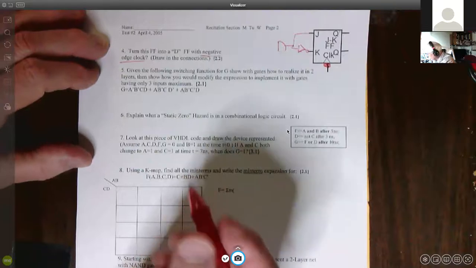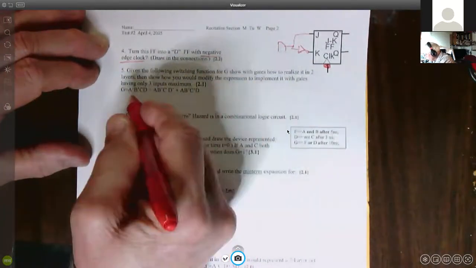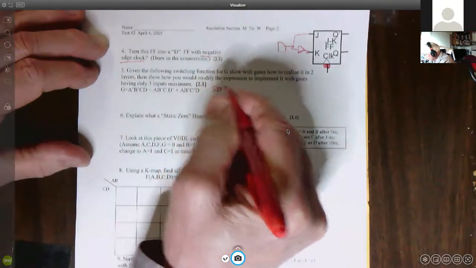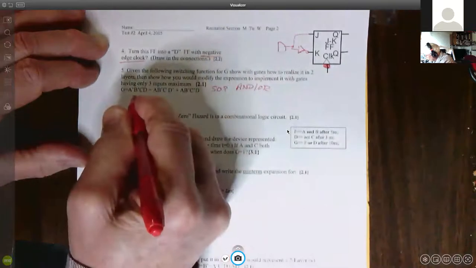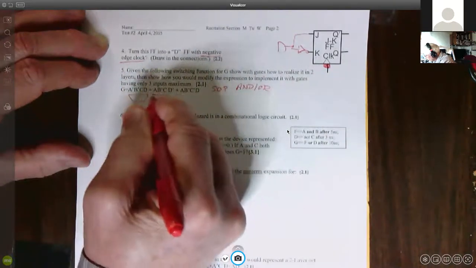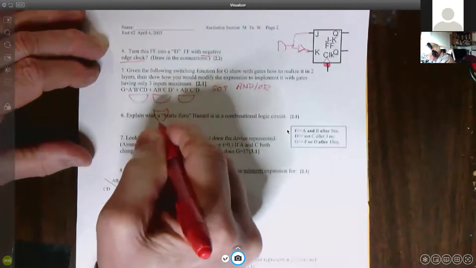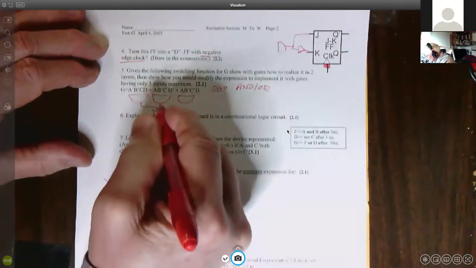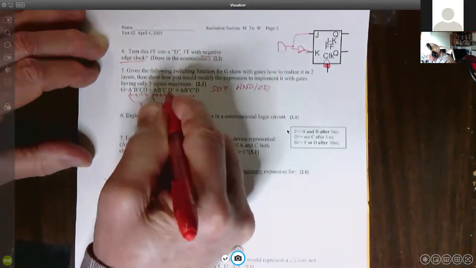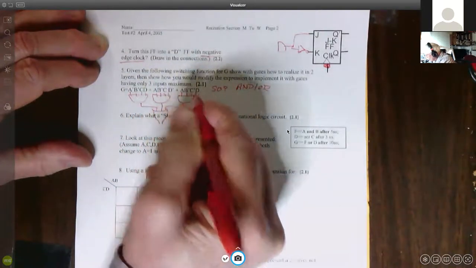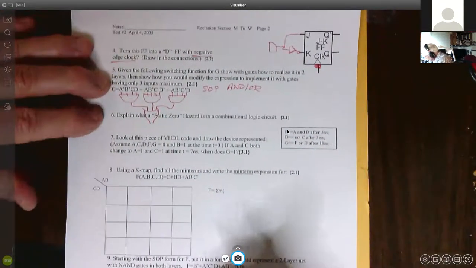Okay, so let's realize this in two layers. In this case, this is in SOP form, so we know that's AND, OR. So we're going to have AND gates up here, and we're going to have one OR gate down here. They're just going to be connected like this, and these are going to be the variables going into these gates. In this case, I didn't want you necessarily to try and simplify it, so don't worry about that. I don't know if you can. I didn't really look.